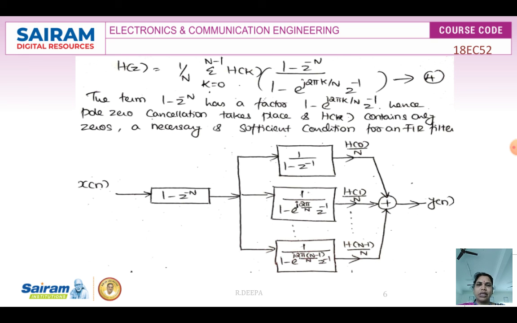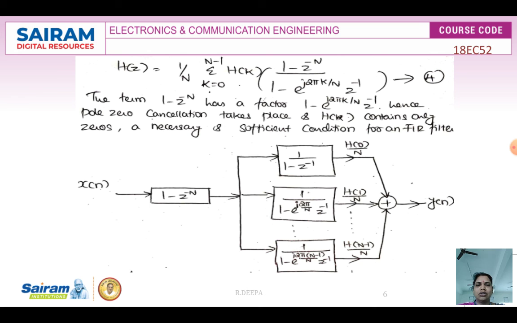So if I put k equal to 0, the complete term becomes 1 divided by 1 minus e power of 0 into z inverse. So it is 1 by 1 minus z inverse for k equal to 0. Then I have to multiply with 1 by N along with H of 0. So the term will be 1 by 1 minus z inverse into H of 0 divided by N. And if you put k equal to 1, it becomes 1 divided by 1 minus e power of j 2 pi by N into z inverse, multiplied with H of 1 divided by N.